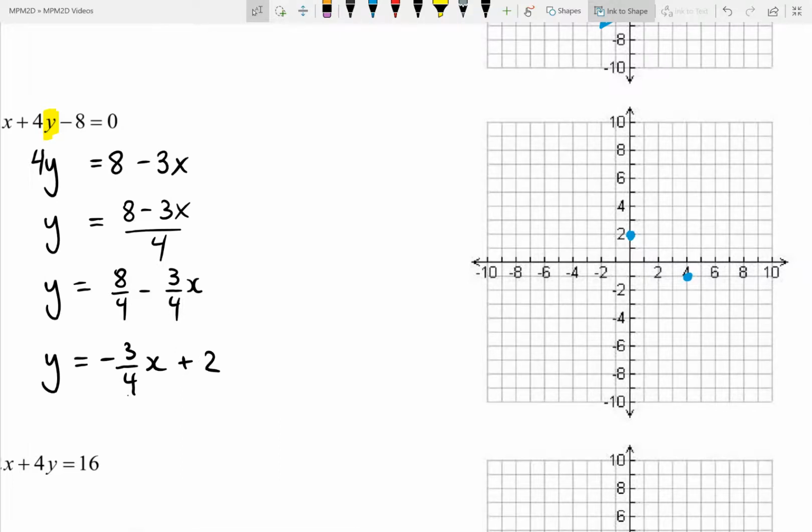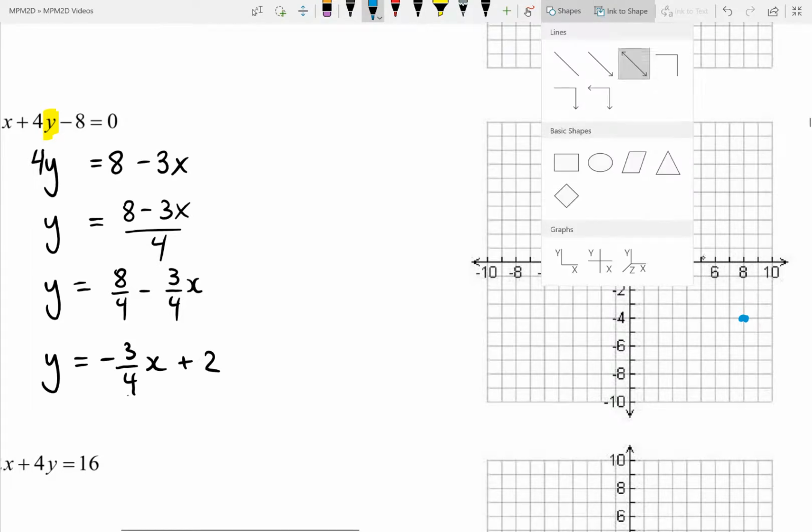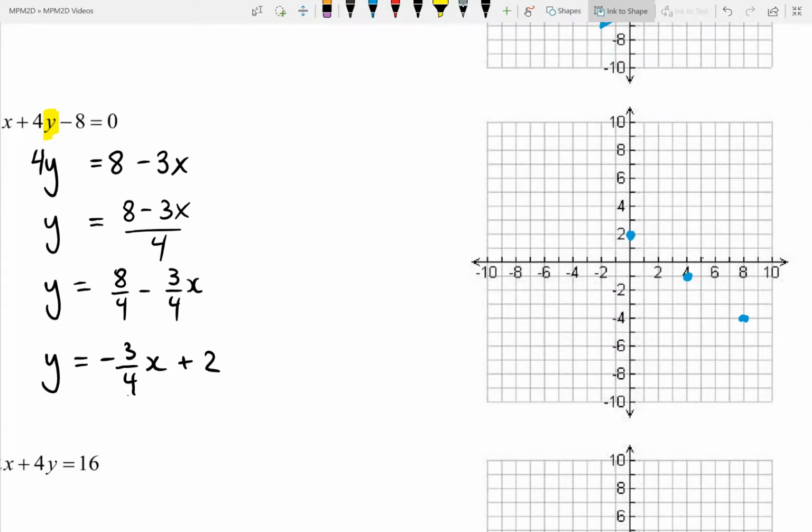Okay, you can repeat the same idea and make another point. So you go down 3 and then to the right 4 and plot your point. And then you connect your points with your straight line. Okay, and you can extend the line if you like, but as long as you show the 2 arrows in both ends, it indicates the line continues.